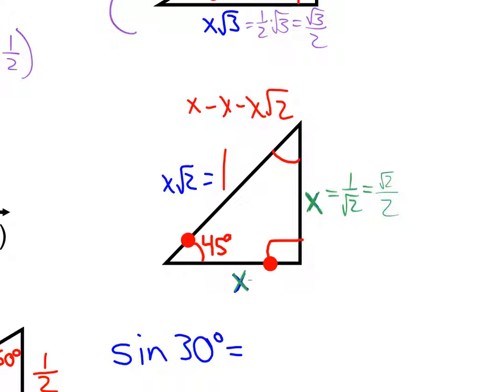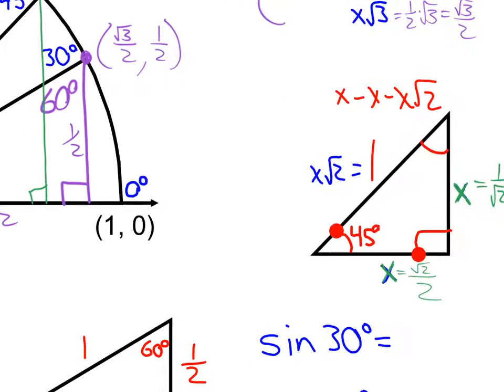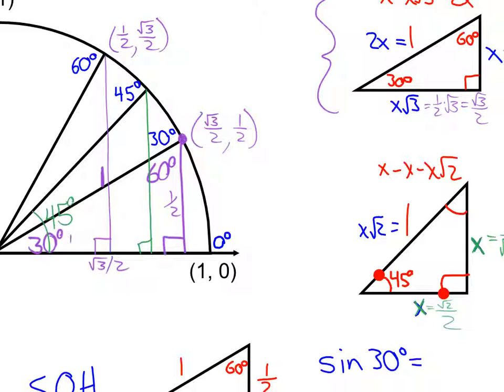And if that one's root 2 over 2, then I know this one has to be root 2 over 2 as well, because it's isosceles. The two sides are the same. So, with that being said, I now know the coordinates of this point. It's root 2 over 2, root 2 over 2.